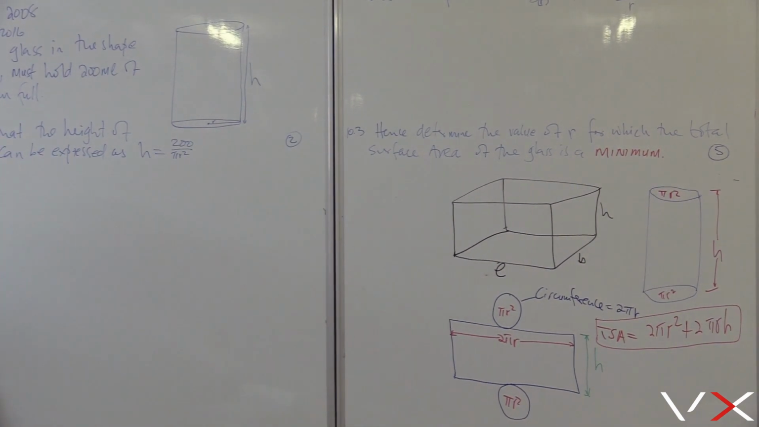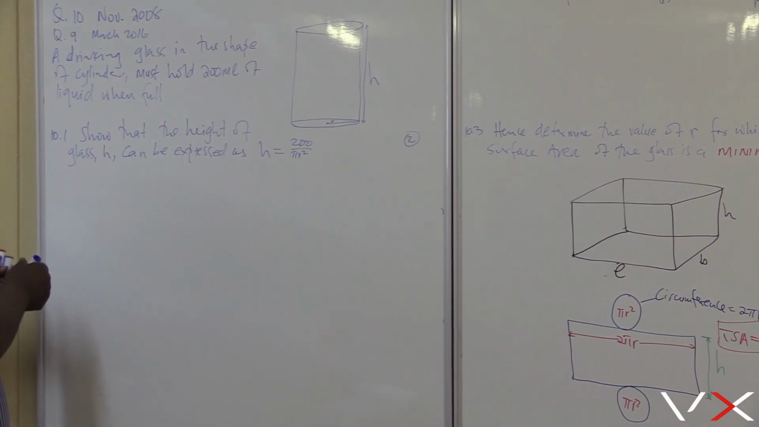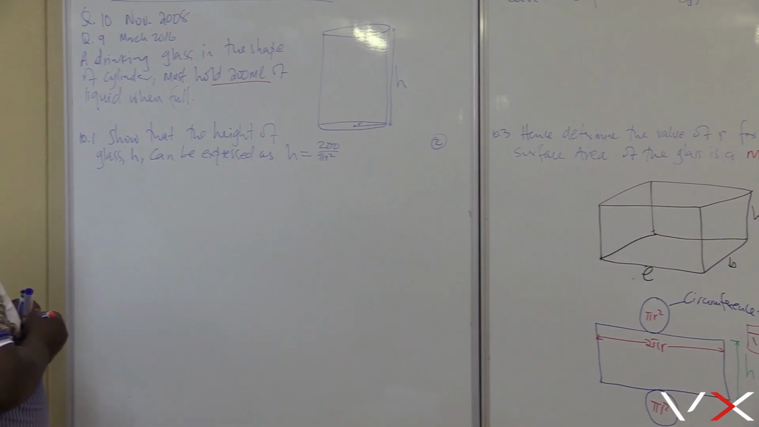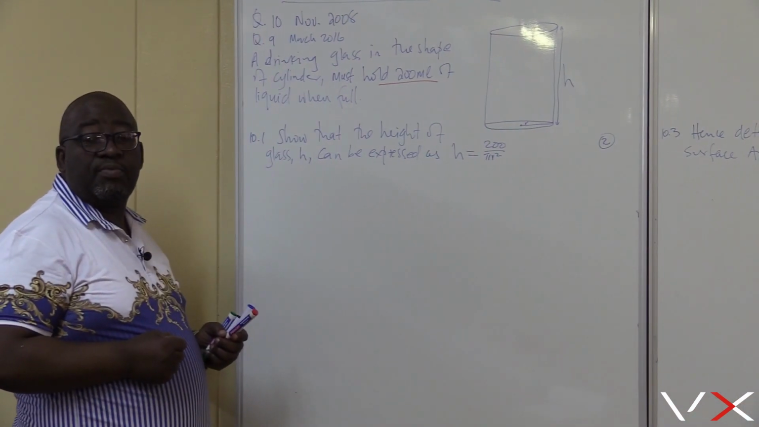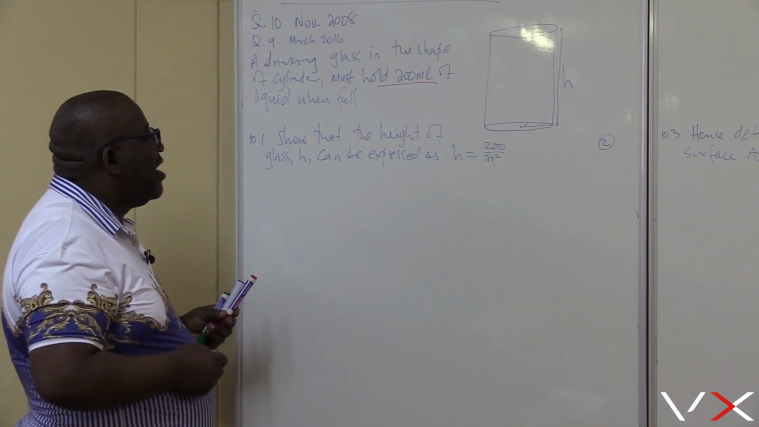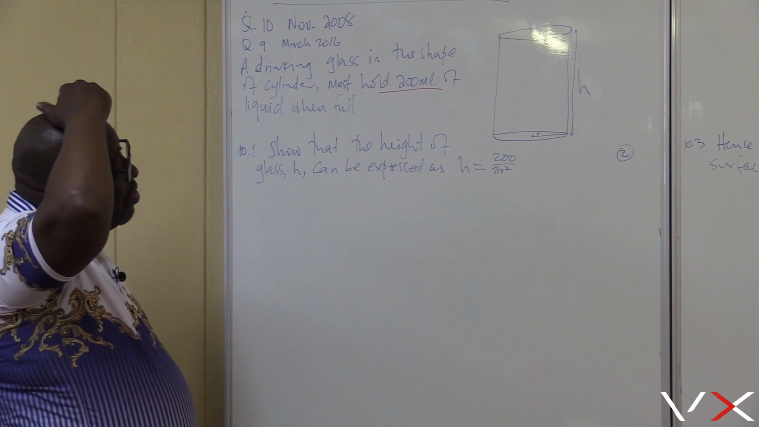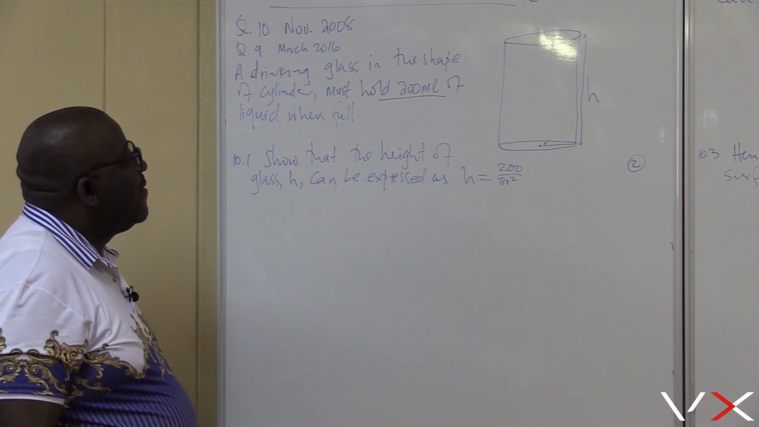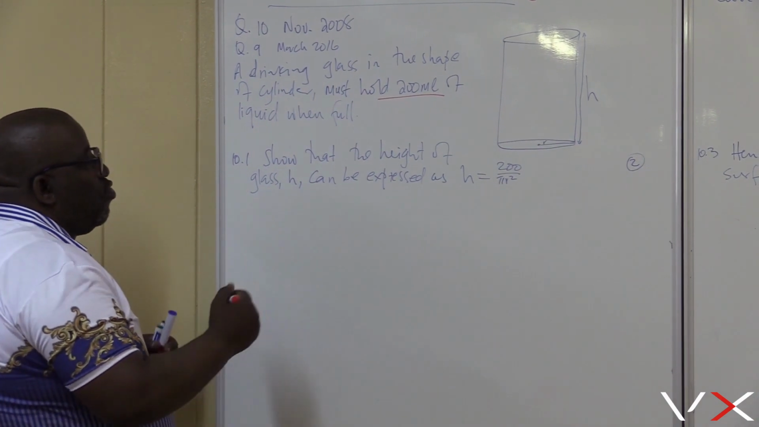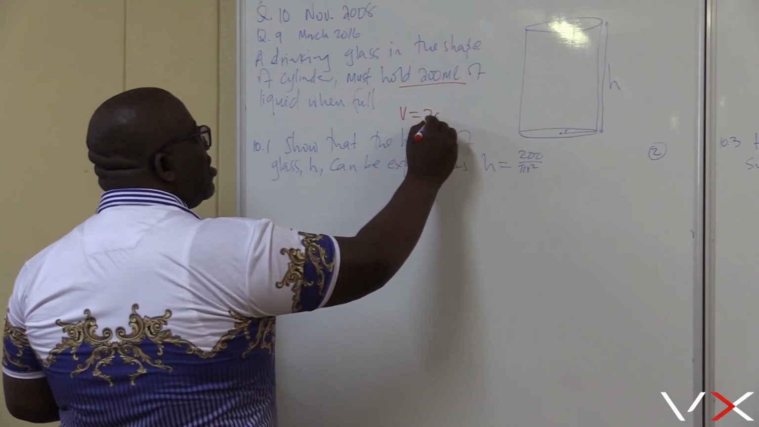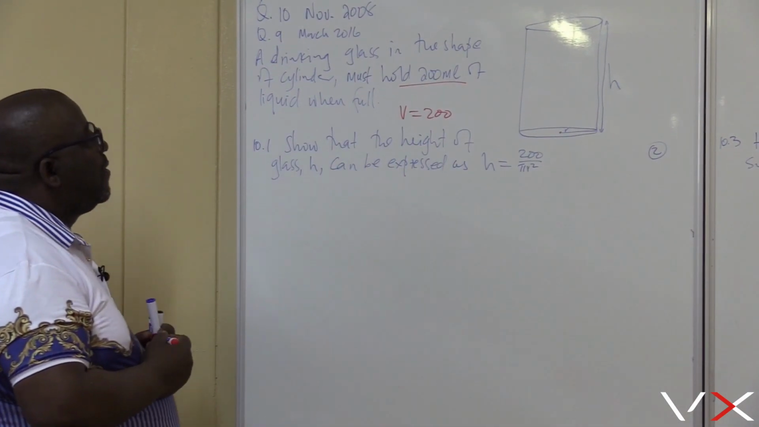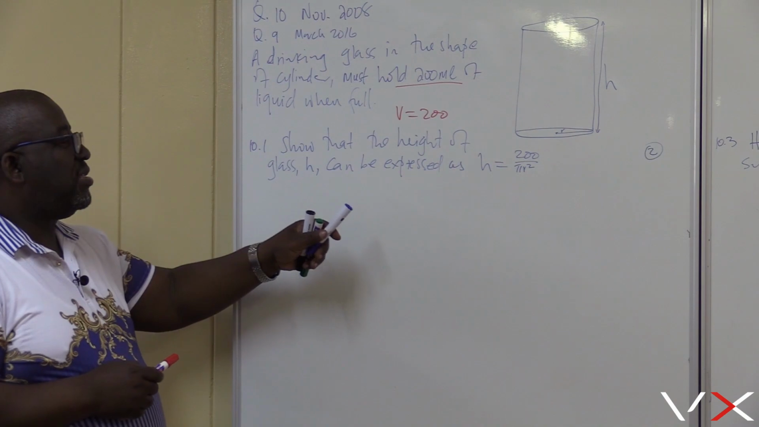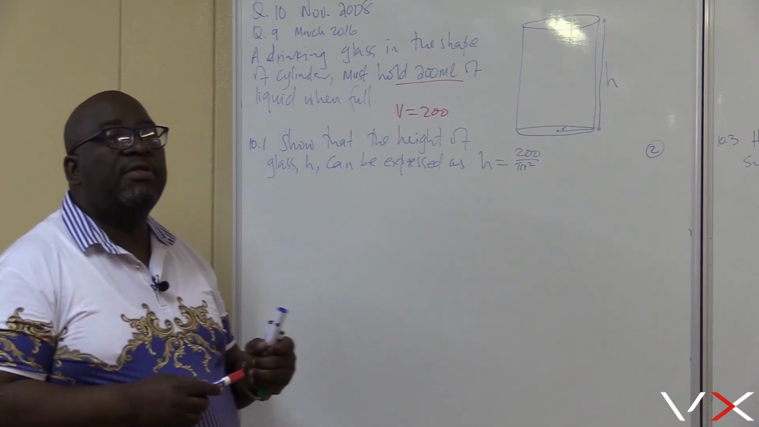Let's look at what we have here. A drinking glass in the shape of a cylinder must hold, and this becomes important, this is the volume that it must hold, liquid when full. So we know the volume. It is 200. Show that the height of the glass can be expressed as h is equal to 200 over pi r squared. We are given the volume. What is our volume in this case? It's 200 mils. Show that the height of the glass h can be expressed as this one. Show that this is the height.